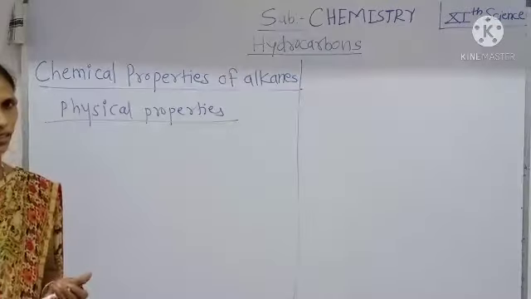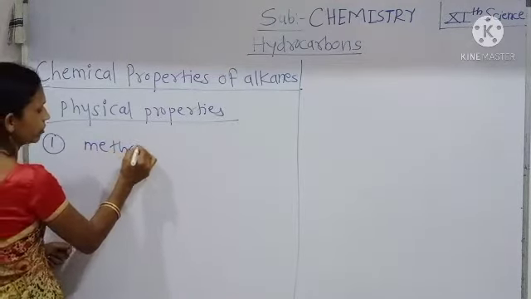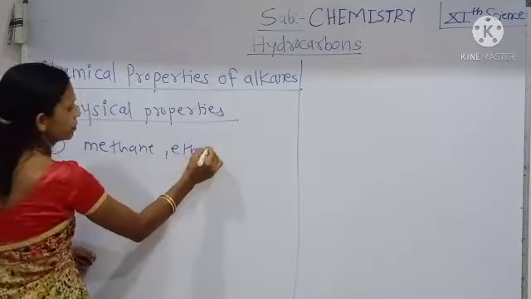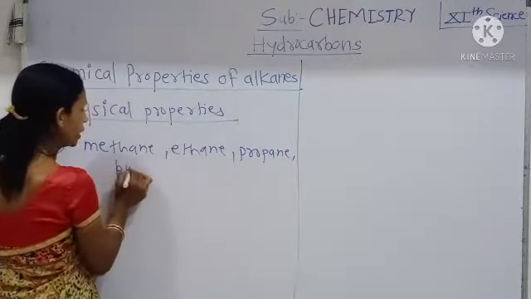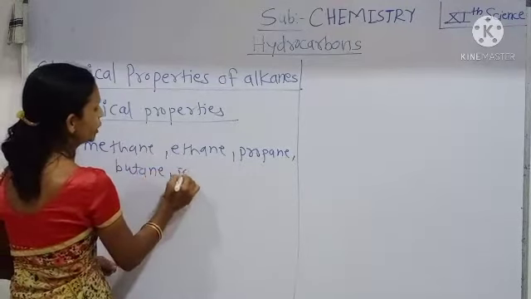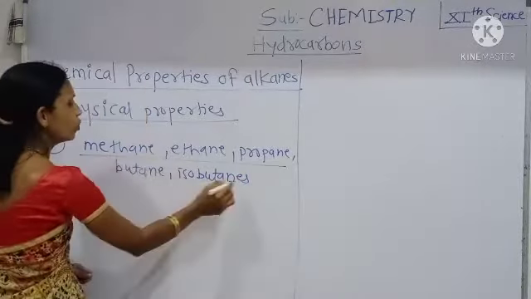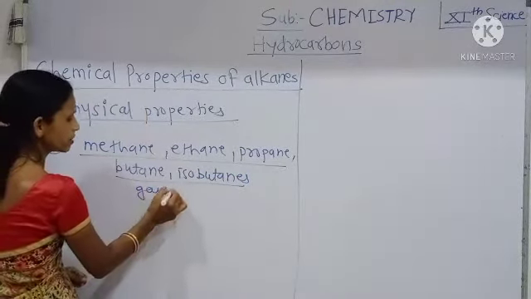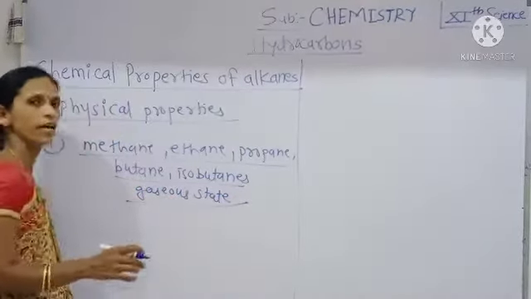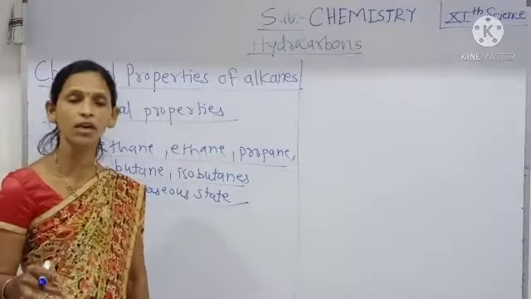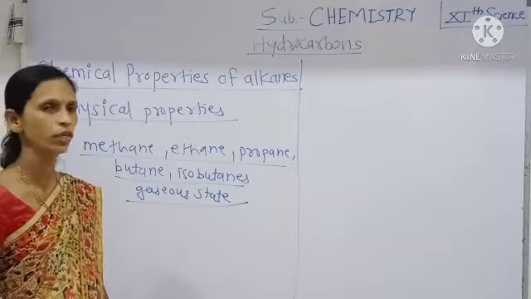The first four alkanes, that is methane, ethane, propane, butane, and isobutane, are lower alkanes, and lower alkanes are in gaseous state. They are found in nature in gaseous state, in the natural gases which are associated with petroleum.